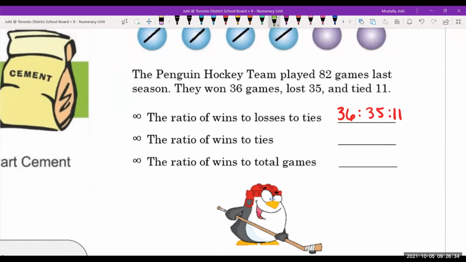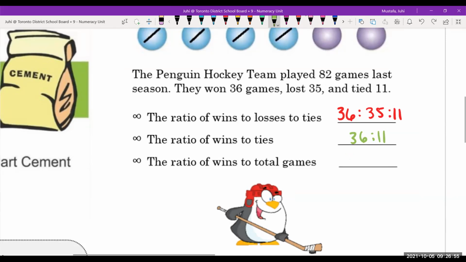Okay, pretty straightforward, right? What is the ratio of wins to ties? A new volunteer, Dante? 36 to 11, great. And then the last question, what is the ratio of wins to total games? And tell me how you get the answer. Julia?